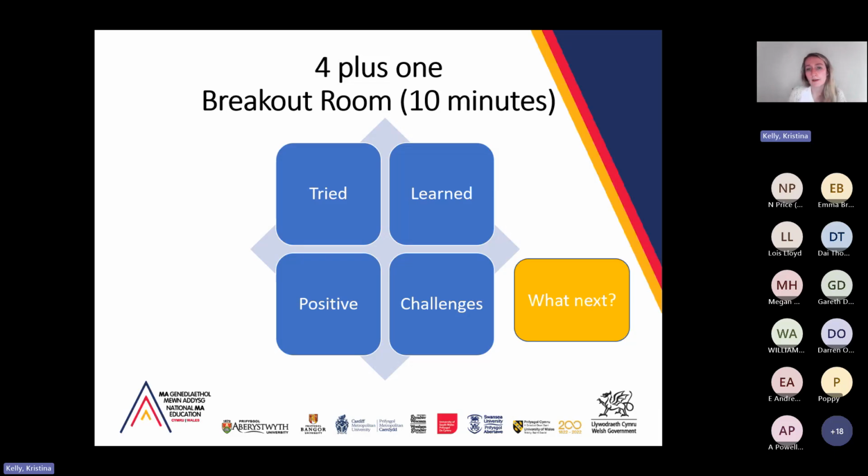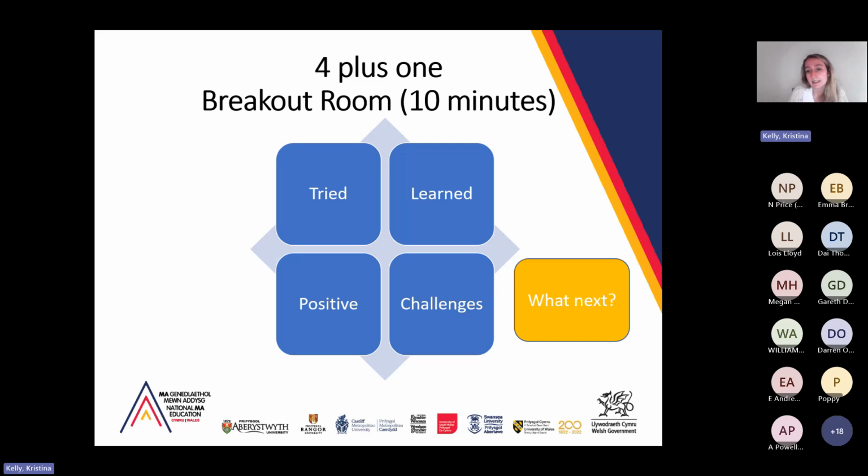But also, if we think of a balanced account, what were some of the challenges as well? Now, how you interpret that, I suppose, would be up to you. So maybe you had challenges as a practitioner, maybe your team had some challenges, or maybe the learner or young person had some challenges around it as well.